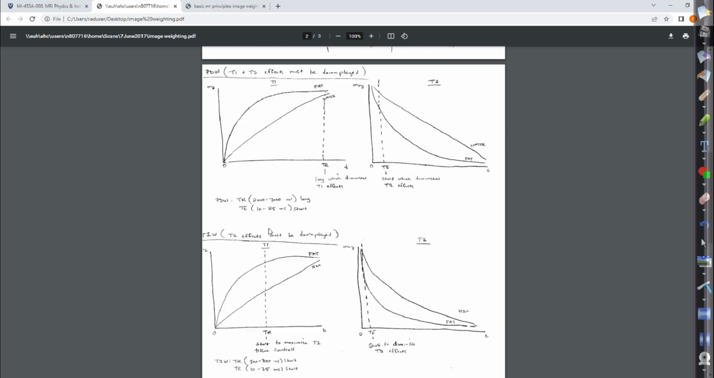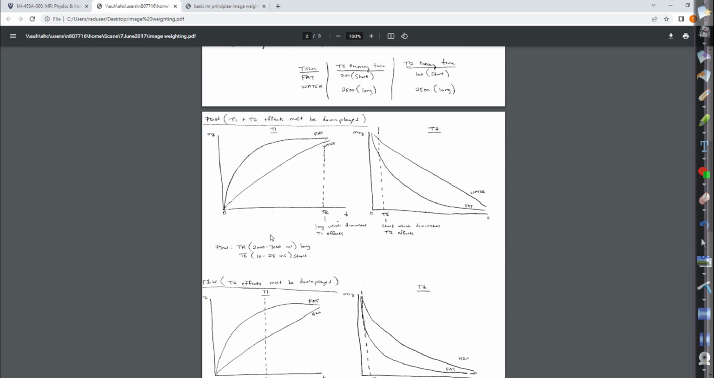So any questions about highlighting and diminishing? So for proton density, what do we want to diminish? Both. For T1 weight, what do we want to diminish? And then T2 weight, what do we want to diminish? T1. Good.